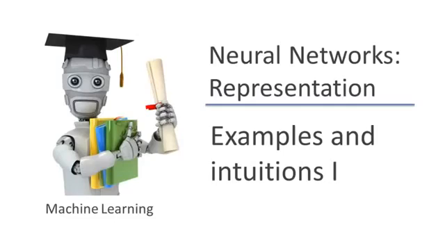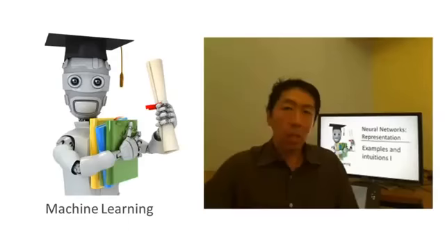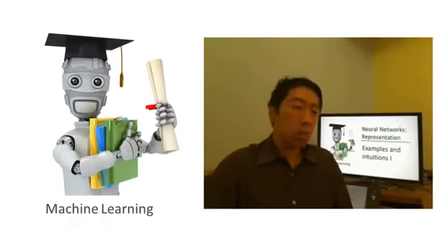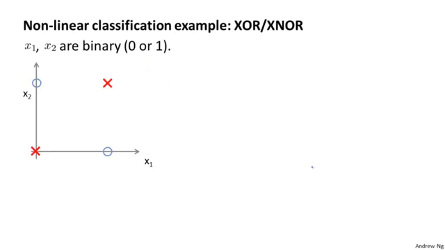In this and the next video, I want to work through a detailed example showing how a neural network can compute a complex nonlinear function of the input. Hopefully this will give you a good sense of why neural networks can be used to learn complex nonlinear hypotheses. Consider the following problem where we have input features x1 and x2 that are binary values, so either 0 or 1, so x1 and x2 can each take on only one of two possible values.